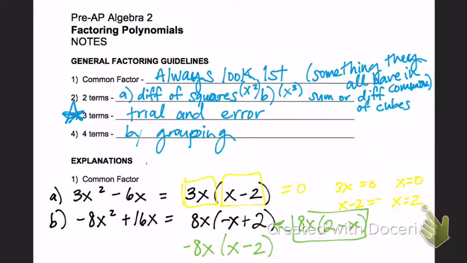Whenever I pulled out a negative 8x, I had to switch the sign of my 2, because if you're redistributing it, you want to get back to the original. So if I multiply, I get negative 8x squared plus, because a negative times a negative is a positive, 16x. So any one of these three would work for that.